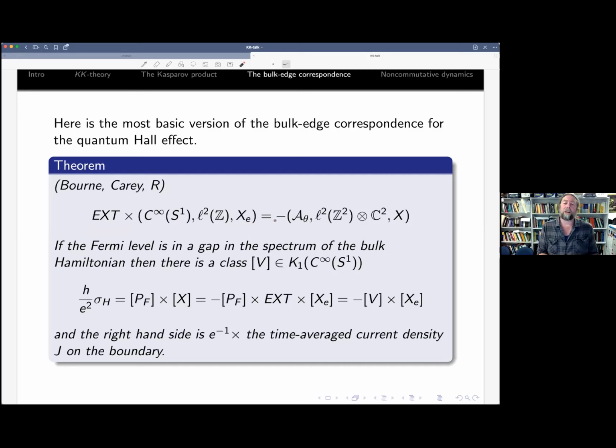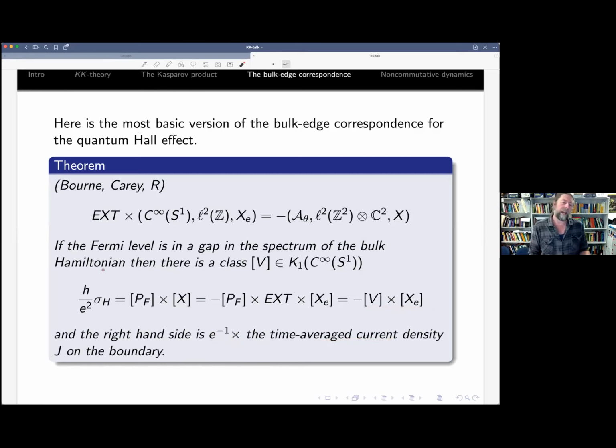Because I can prove that this guy here is the product of X and this XE guy, I can now use associativity of the Kasparov product to find a class V, which is going to be a K-theory class, an odd K-theory class for the circle. So this is a unitary, and it's telling you how to jump along the edge. And it was proved, I think, by Schultz-Baldes and Prodan in their book, at least. The right-hand side here is 1 on the electronic charge times the current density on the boundary.